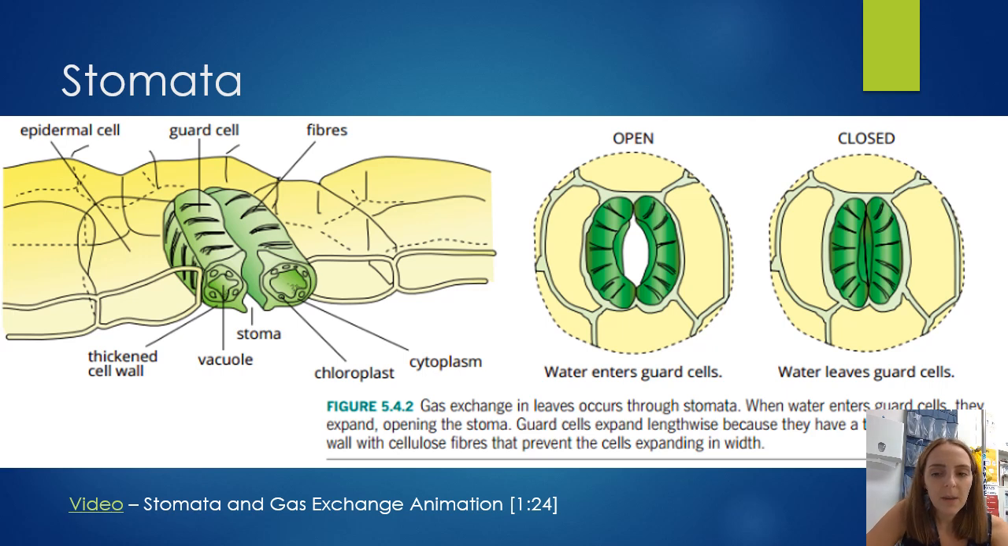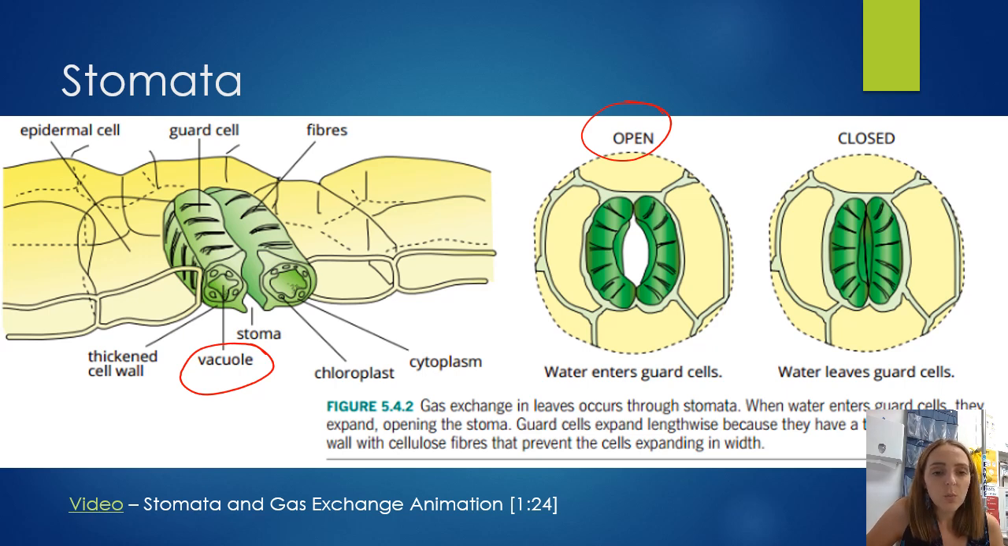Now, this is a diagram out of your Pearson textbook, figure 5.4.2, and this is showing gas exchange in the leaf via the stomata. This is really important because this is talking about the relationship between water levels in the plant and the opening and closing of the stomata. You can see that in this example here where the stomata is open, when we have plenty of water available, the plant's able to take up that water and store lots of water in the vacuole, which we learned about in Unit 1, Topic 1.